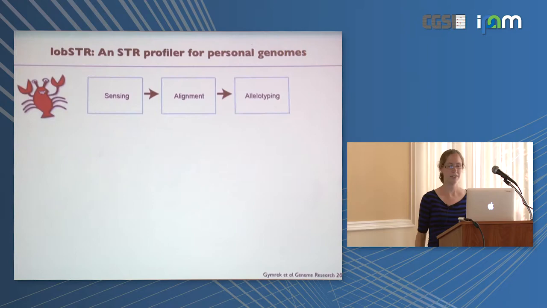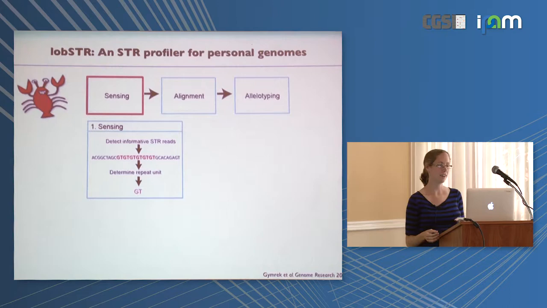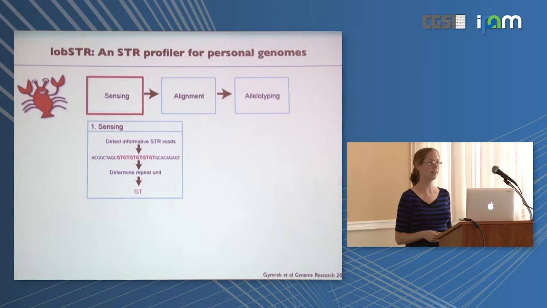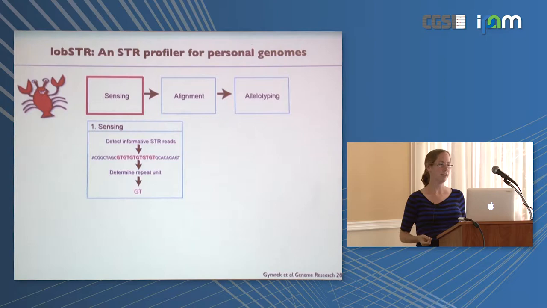So we have this tool that's been out for a while now called lobSTR that deals with a lot of these challenges. I'll briefly introduce the steps of lobSTR. First we have this sensing step. The idea here is that we want to quickly pick out which reads in our data are going to be informative about STRs. So we look for reads that look like they contain some repetitive region with some non-repetitive flanking region on either end, and we figure out what the likely motif is for that STR. Once we have our bucket of reads that all map to presumably repeat locations, then we want to go and align those back to the genome.